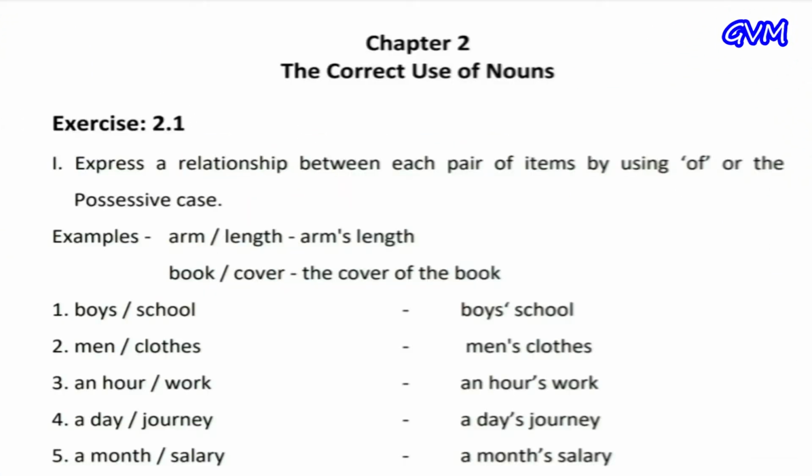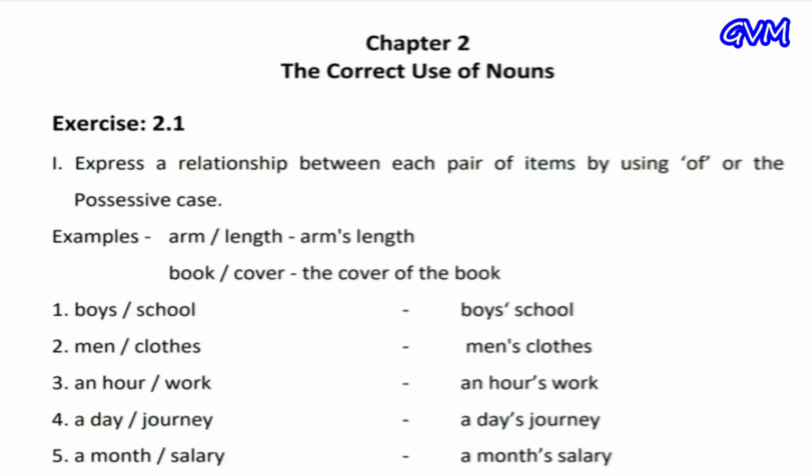Today I am going to start class 8th English grammar, second chapter, and that is the correct use of nouns. The possessive case of a noun is used to show ownership or possession. When a noun is singular, the possessive is formed by adding 's. We call it apostrophe s, like the boy's book, the teacher's table.